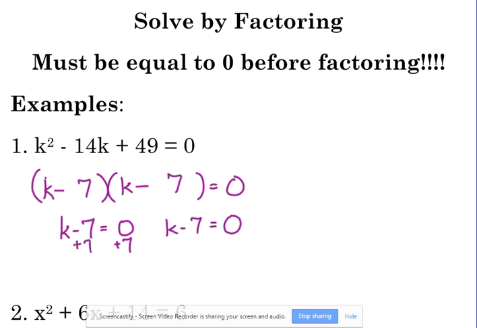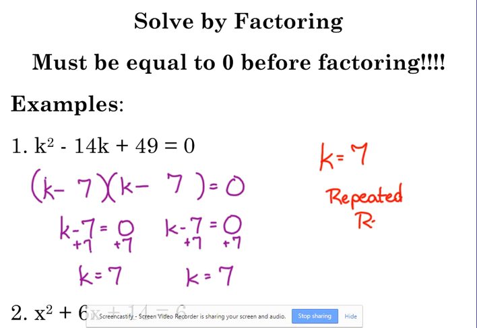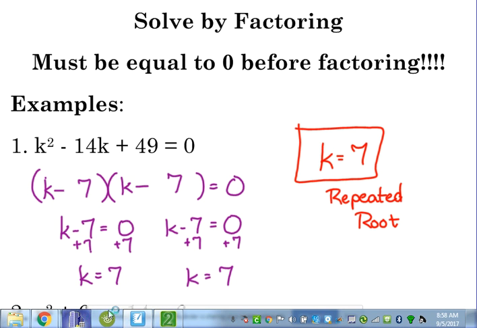So to get k by itself, I've got to add 7 to the other side. I do that for both of these. So k equals 7. This is the case of one solution. This is a repeated root. K equals 7 is the answer, and it is a repeated root. So technically, you don't have to write it twice.